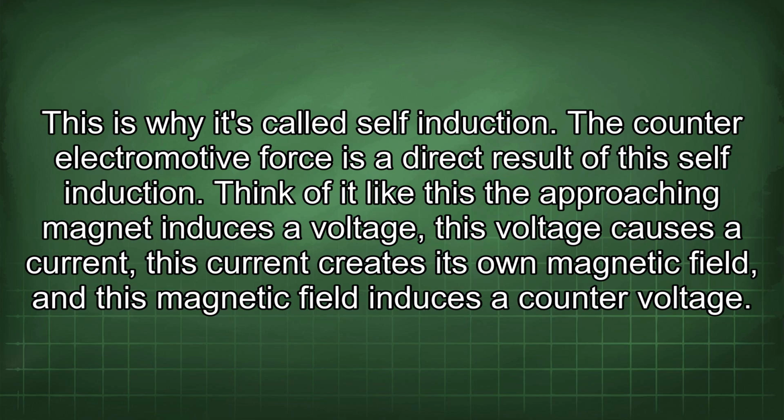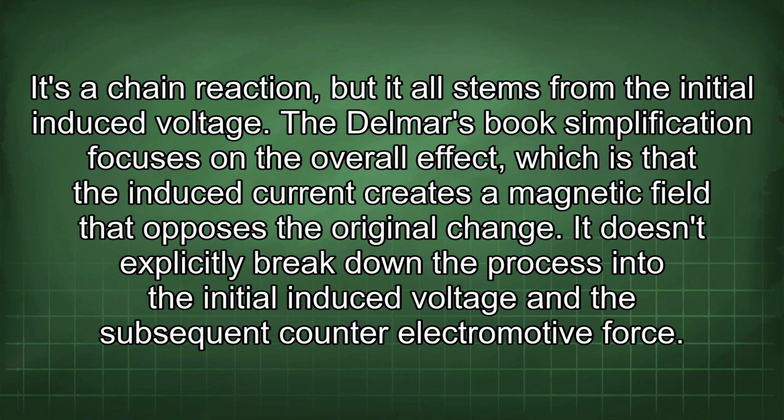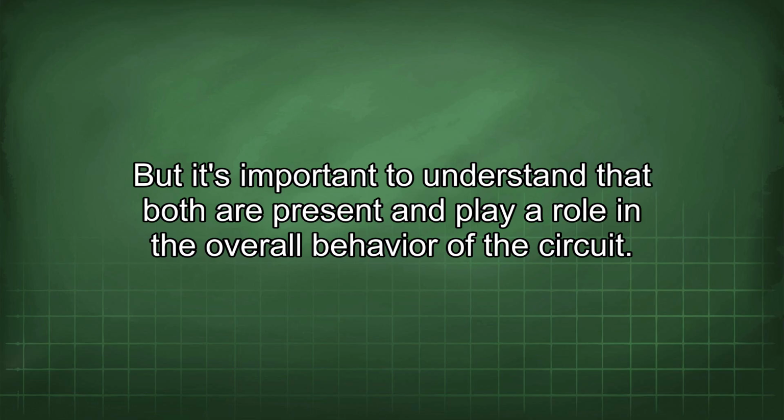Think of it like this: the approaching magnet induces a voltage. This voltage causes a current. This current creates its own magnetic field, and this magnetic field induces a counter-voltage. It's a chain reaction, but it all stems from the initial induced voltage. The Delmar book's simplification focuses on the overall effect, which is that the induced current creates a magnetic field that opposes the original change. It doesn't explicitly break down the process into the initial induced voltage and the subsequent counter-electromotive force. But it's important to understand that both are present and play a role in the overall behavior of the circuit.